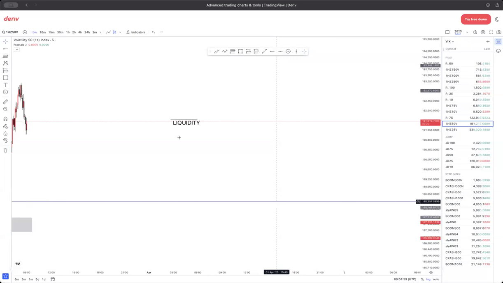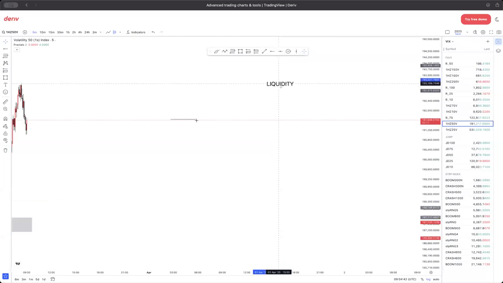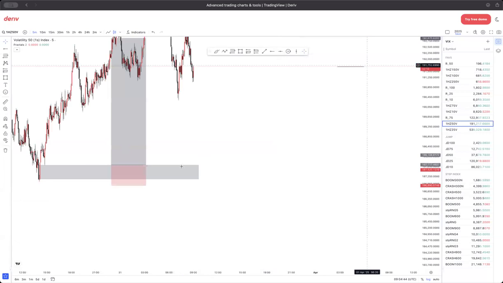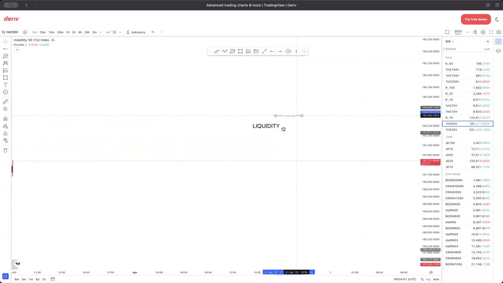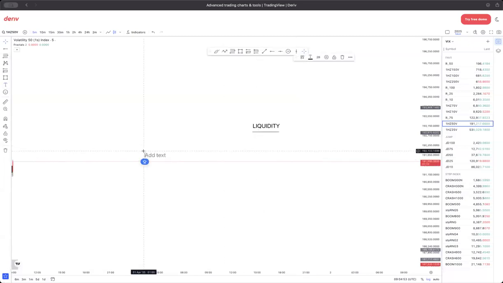We want to look out for the types of liquidities we have in the market. Now we have various types of liquidities in the market. First, we have the sweep of liquidity. That is what fails your order block. So you have sweep of liquidity here. Then we have structural liquidity. Then we have inducement.